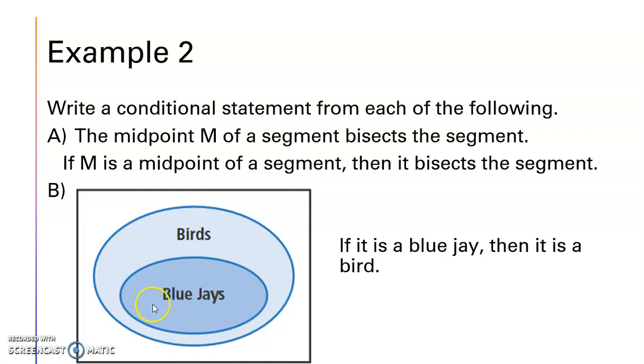In part B, the hypothesis is blue jays. So I'm going to add a few words in there to make it sound like a normal sentence. I can say, if it is a blue jay, then it is a bird. That's my conclusion. I just added a few words to make it sound more like a sentence and less like, if blue jay, then bird. I want it to sound like real English. Okay, so let's take a look at truth value next.